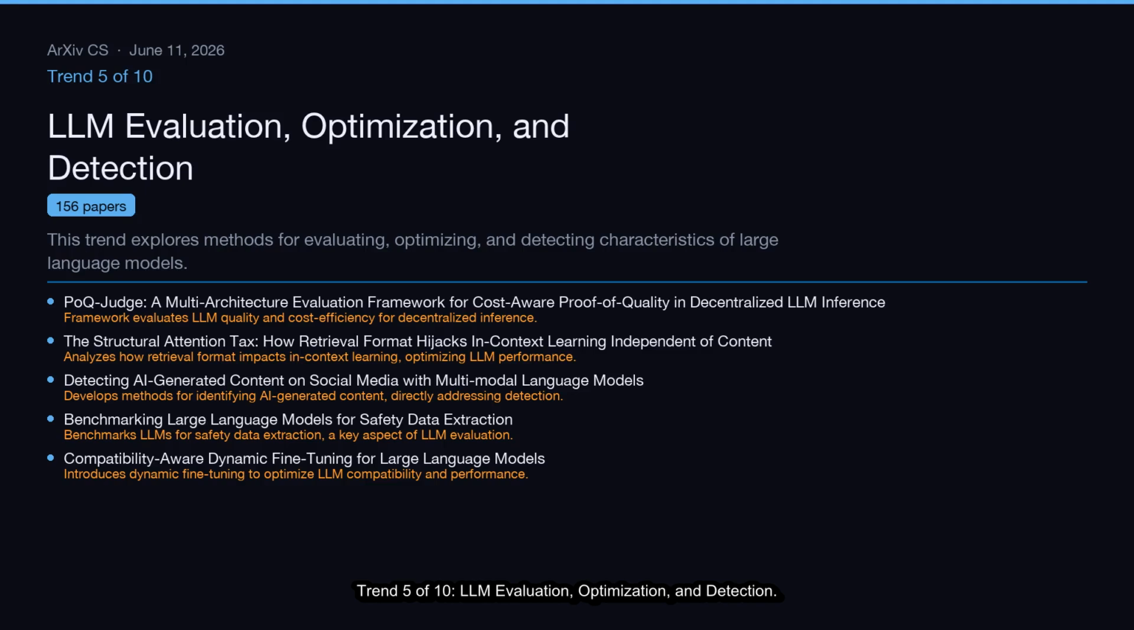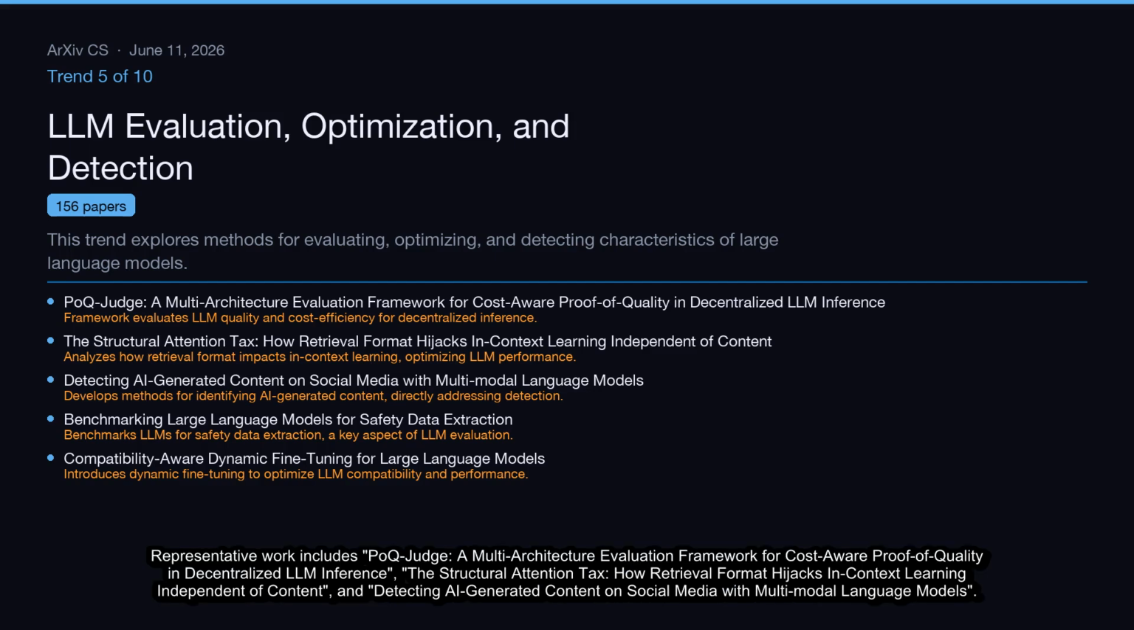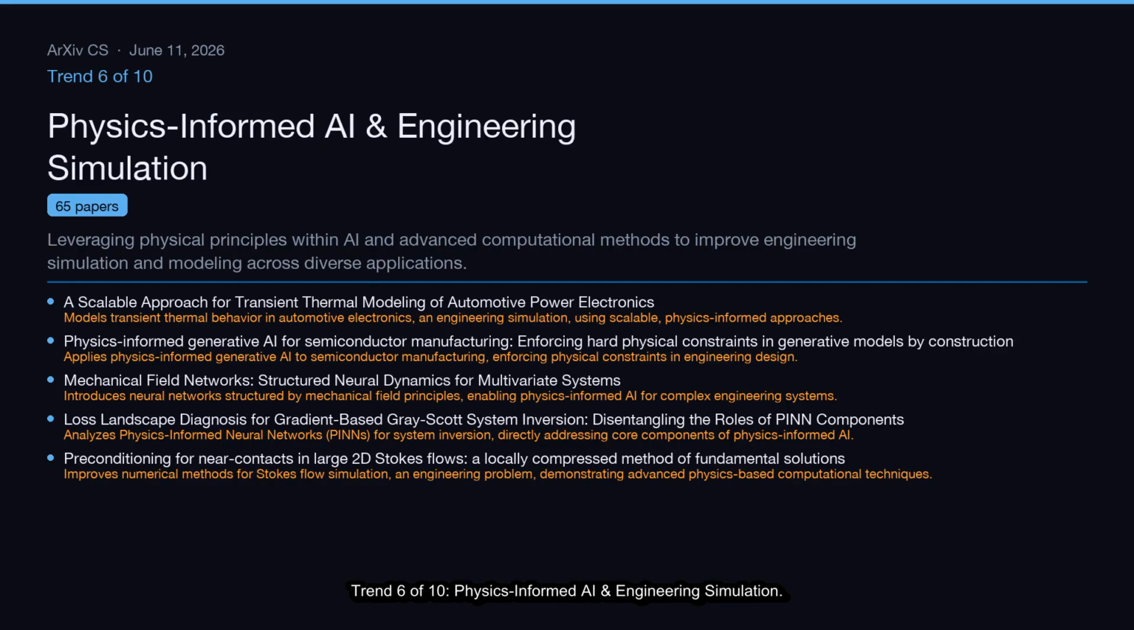Trend 5 of 10. LLM Evaluation, Optimization, and detection. This trend explores methods for evaluating, optimizing, and detecting characteristics of large language models. This cluster covers 156 papers. Representative work includes PQ-Judge, a multi-architecture evaluation framework for cost-aware proof of quality in decentralized LLM inference. The structural attention tax, how retrieval format hijacks in-context learning independent of content, and detecting AI-generated content on social media with multimodal language models.